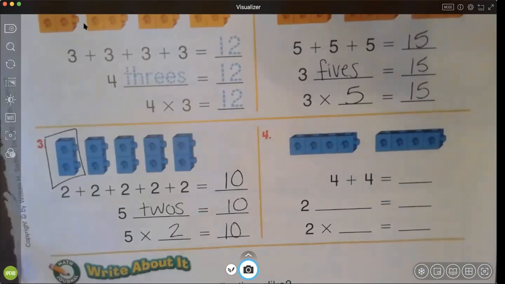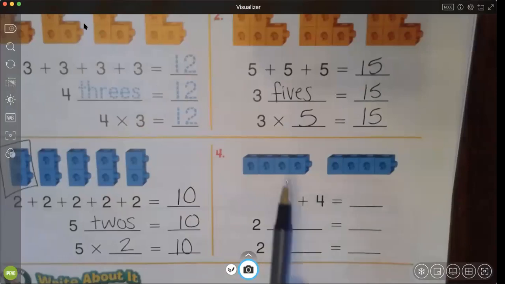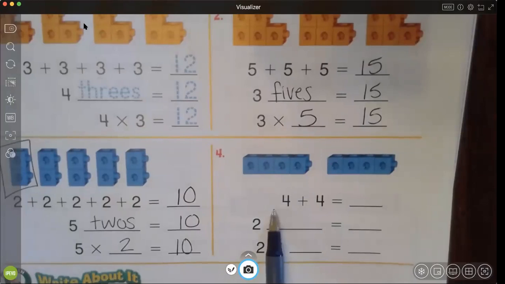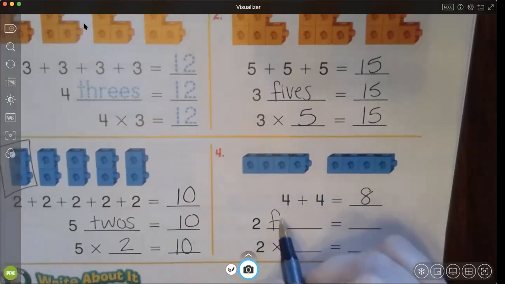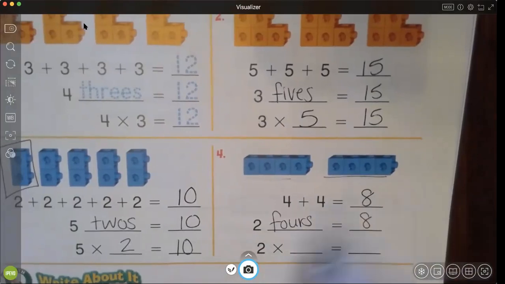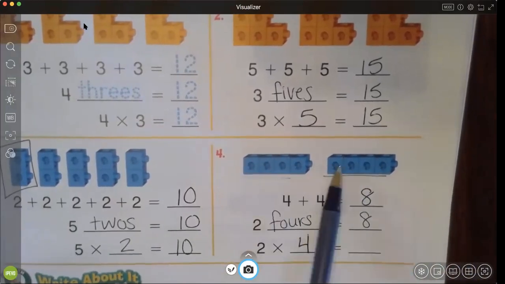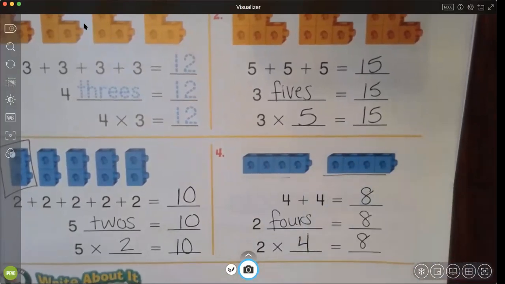Okay? All right, and then number 4, we have 4 plus 4. So we have 2 groups of 4. So we're going to add 4 2 times. So 4 plus 4 equals 8. We have 2 4s. That means we have 2 groups of 4. 1, 2. Also equals 8. And then we're going to do 2 times 4 because we have 4 in each group. We have 2 groups of 4, which also equals 8.